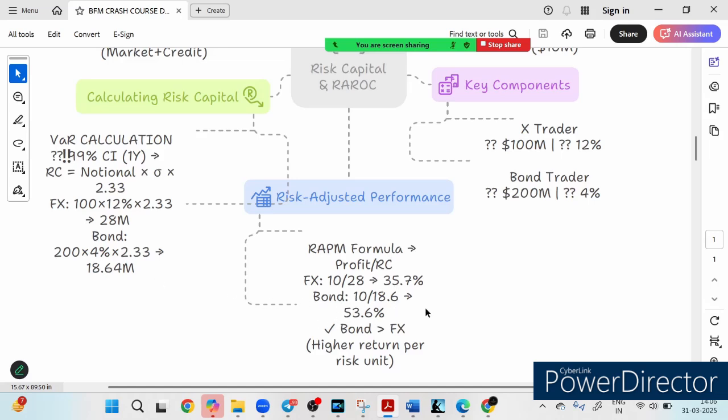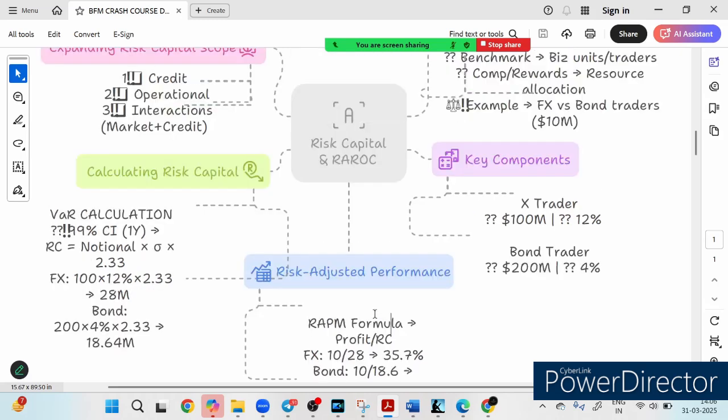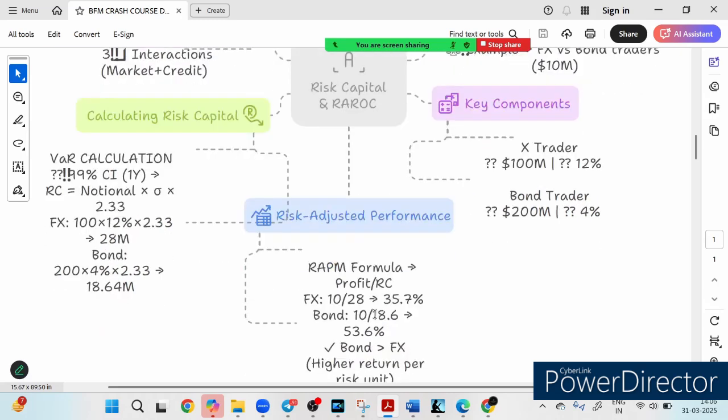So friends, in this case what we are observing is that the bond trader delivers a higher return per risk unit, isn't it? The bond trader is delivering 53.6% per unit risk. They are generating this higher return, making bond investment a safer yet more profitable option. So the final takeaway from this discussion is that RAROC is not just a formula, it's a game changer in banking. It ensures that banks make risk-smart decisions, balancing profitability and financial stability.